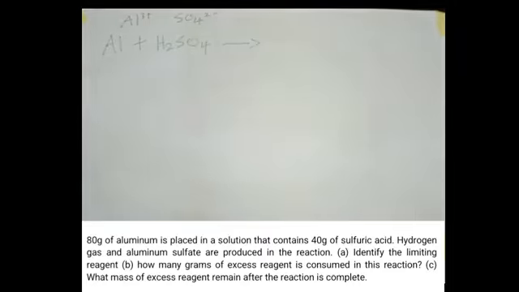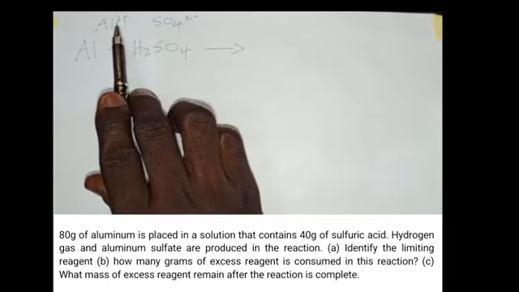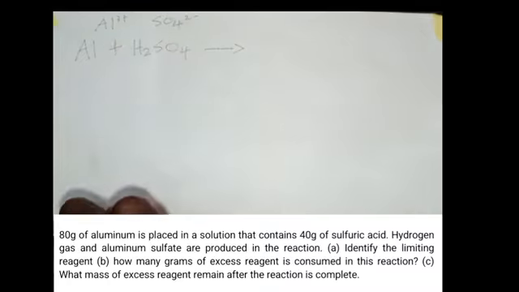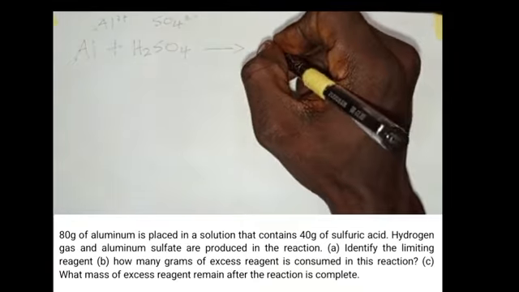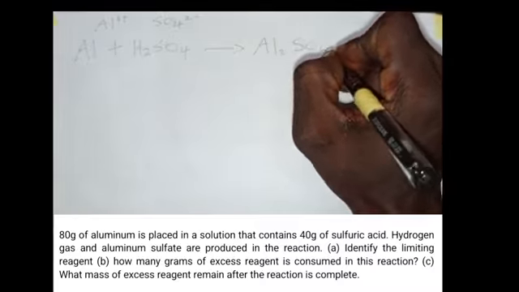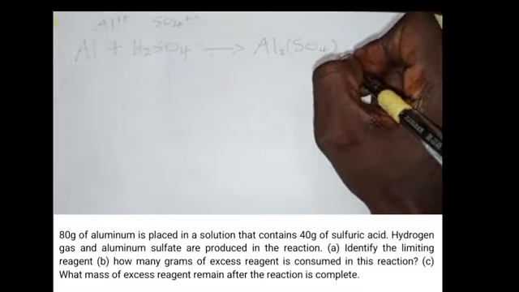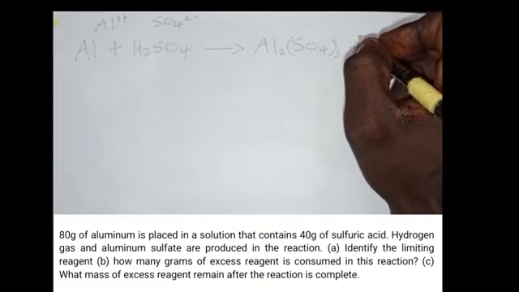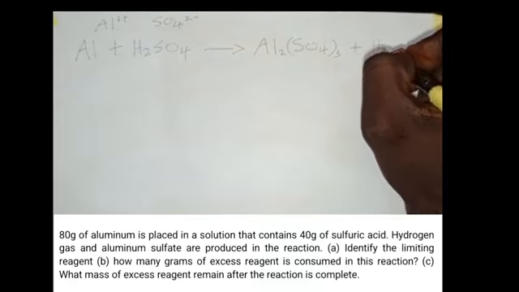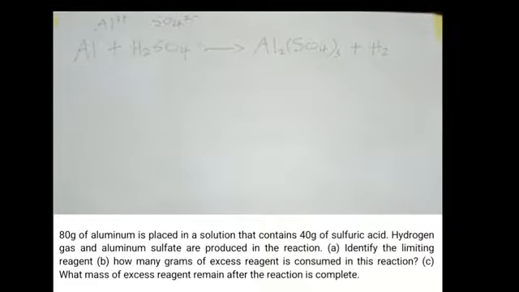So the question tells us that one of the products of this reaction is aluminum sulfate. So we need to find the correct formula for aluminum sulfate. How do we do this? Now the power here is 3 and the power here is 2. So the 3 comes to the sulfate and the 2 goes to the aluminum. And the formula we're going to get is going to look just like this. We have aluminum sulfate, Al2(SO4)3, plus the second product according to this question, which is hydrogen gas. So we have H2.